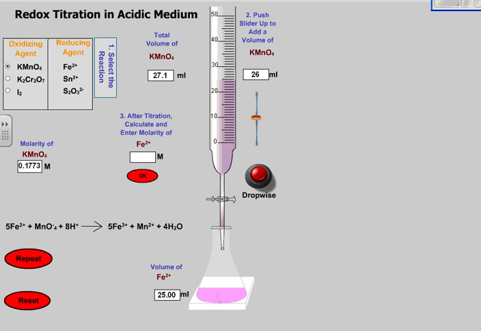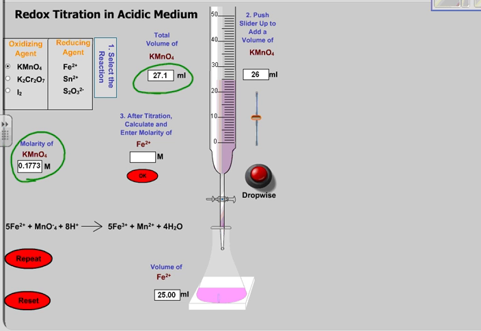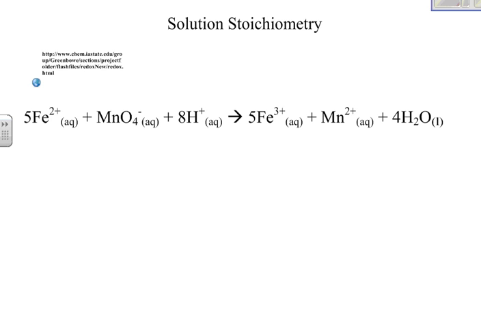So let's take note of some of these, and then we'll go back to our equation. So notice that we've got 27.1 milliliters of the permanganate that's added. Obviously this burette's not done real well, but it's not like the ones in class. But we've added 27.1 milliliters of the permanganate. The concentration of that is 0.1773, and we started off with a volume of 25 milliliters of the Fe2+.